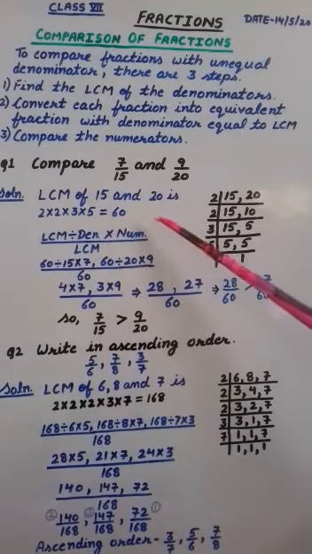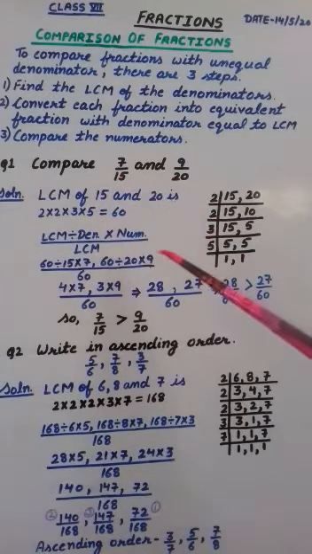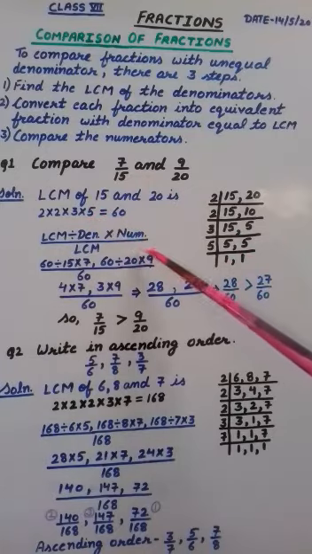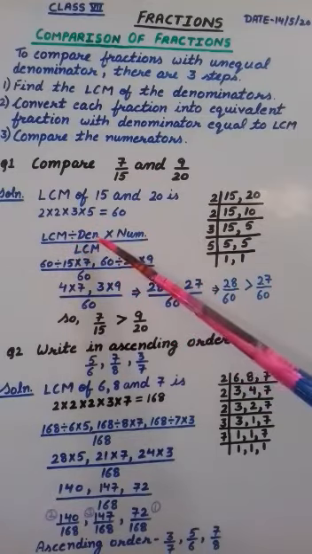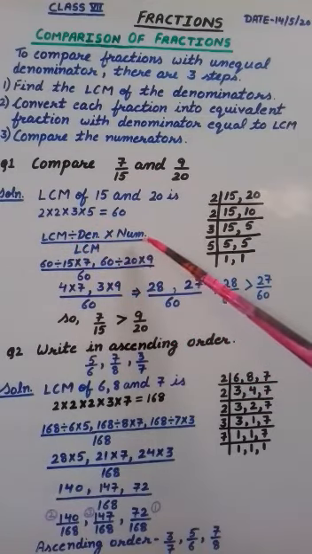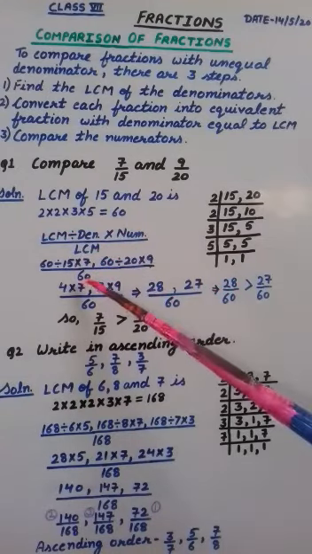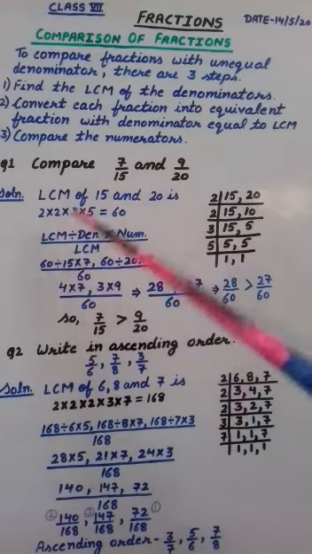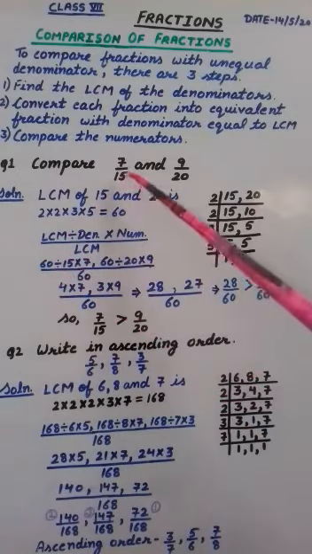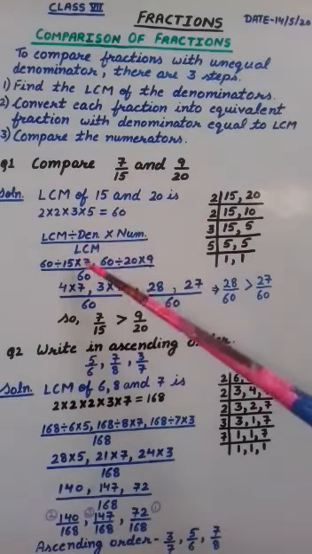Now coming to the second one, we have to convert each fraction into an equivalent fraction. Let's see the method for this. We have to apply this formula: LCM divided by denominator multiplied by numerator upon LCM. So let's begin this. LCM is 60, so in the denominator we have written 60. Now let's see the first one. LCM 60, so 60 divided by denominator 15, multiplied by numerator 7.